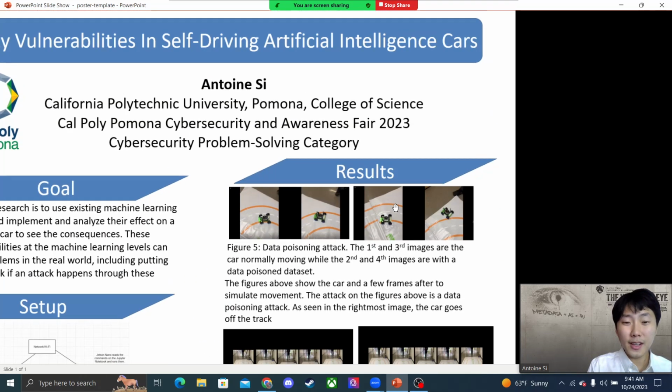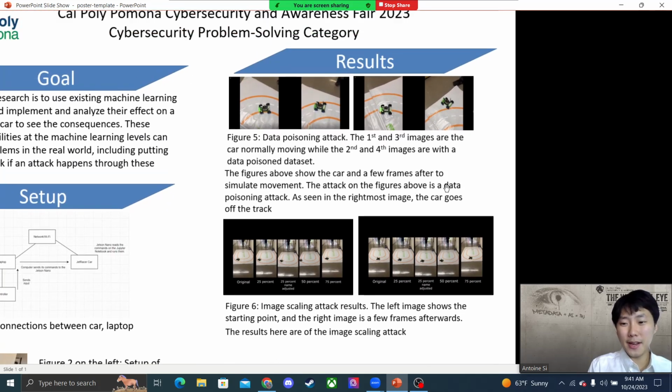So for the results of my research, I also did a data poisoning attack on the computer vision model and the machine learning model as well. The first and third images here are the car moving normally, while the second and fourth images are with a data poisoned data set.